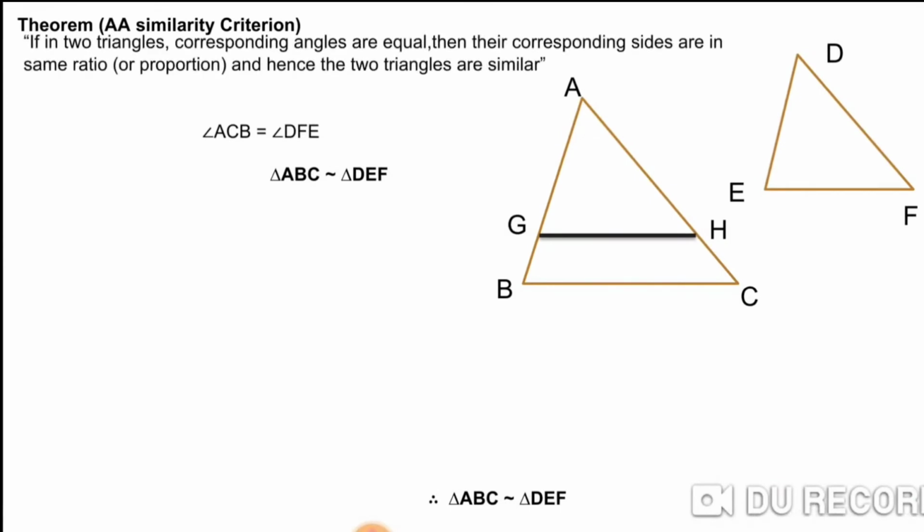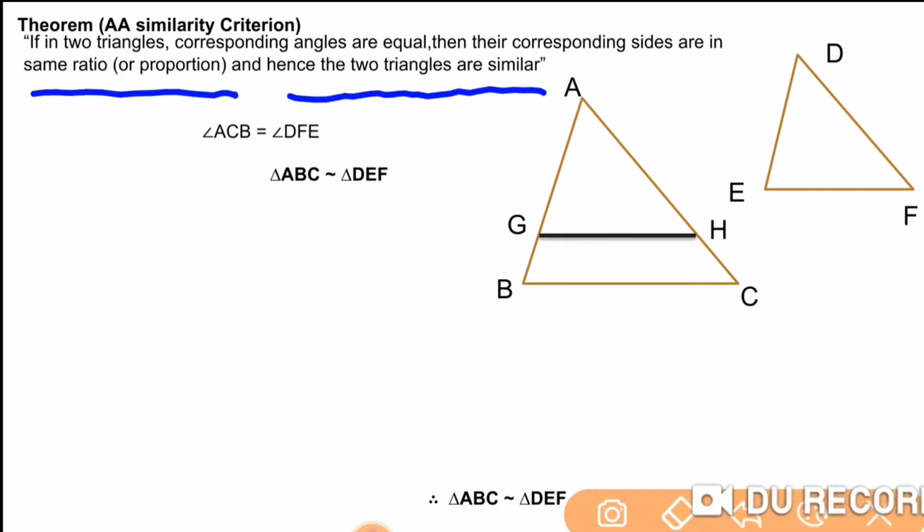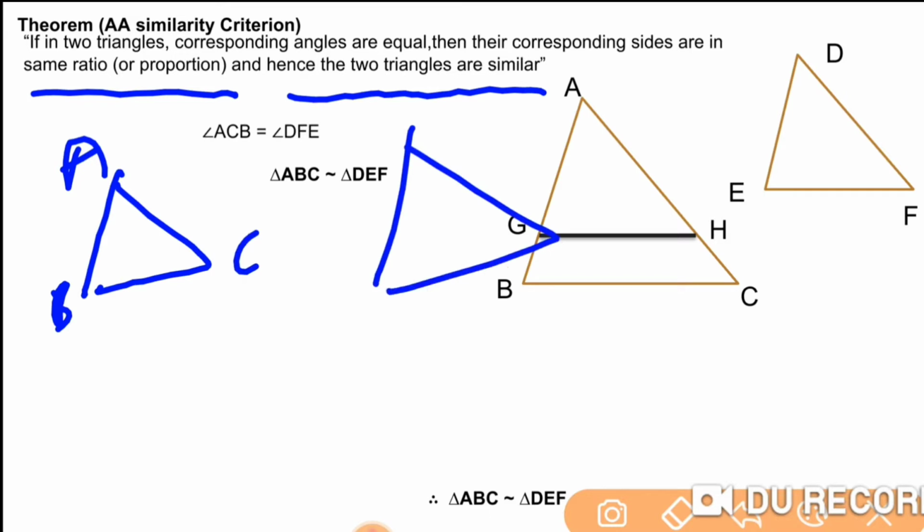Let us see. The theorem states that if in two triangles corresponding angles are equal, then the corresponding sides are in the same ratio, and the two triangles are similar. What it says in the statement, I am going to clarify using diagrams. Suppose there is a triangle ABC and there is one more triangle DEF.